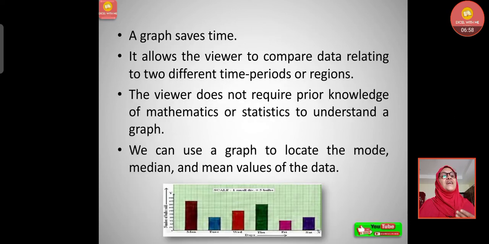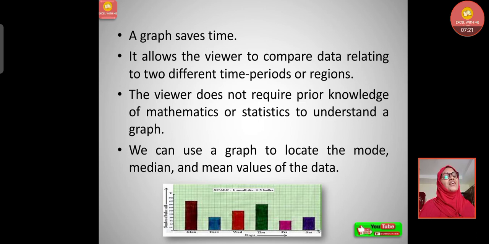A graph saves time, obviously. It saves time when we are analyzing things in a particular chart. It allows the viewer to compare data relating to two different time periods or regions. Obviously, we can take the time periods also, easily understand and compare them. The viewer does not require prior knowledge of mathematics or statistics to understand a graph.